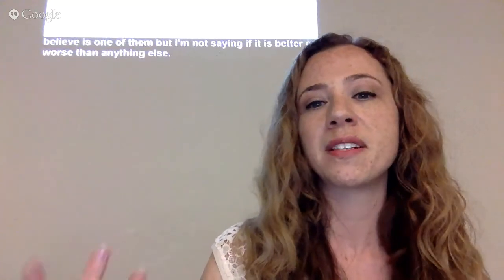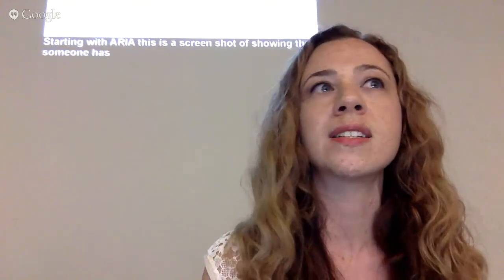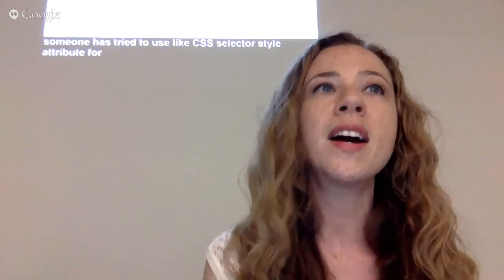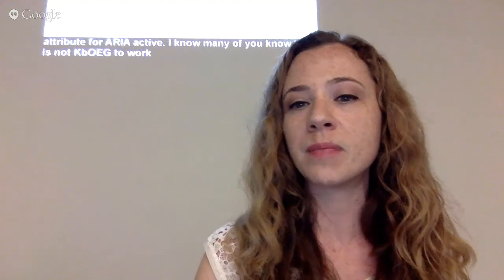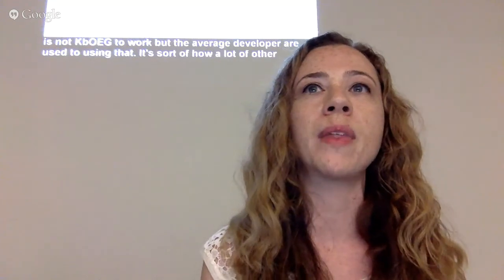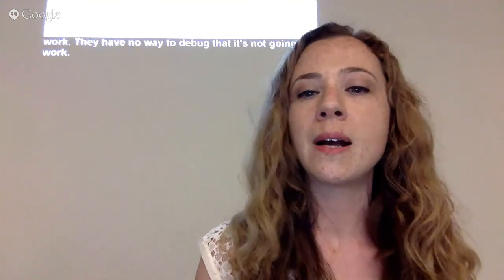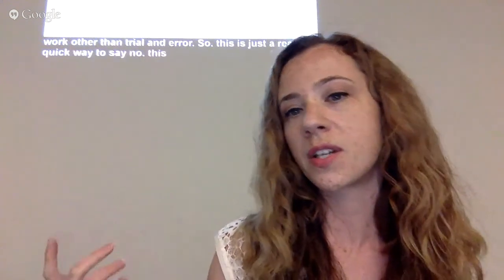So going through those categories, we're starting off with ARIA. This is a screenshot showing that someone has tried to use a CSS selector style attribute for ARIA active descendant. Again, I know many of you know that that's not going to work, but the average web developer is used to using CSS selectors when they want to specify an ID. It's how a lot of other things work. And they have no way to debug that that's not actually going to work without firing up a screen reader and then doing trial and error testing, okay, does it work or not? So this is just a really quick way to say, no, this isn't working. And it's also showing that it's got a role of menu, which is working.